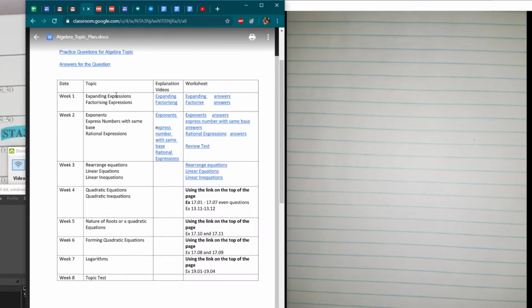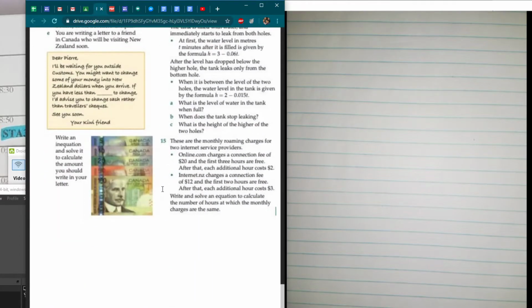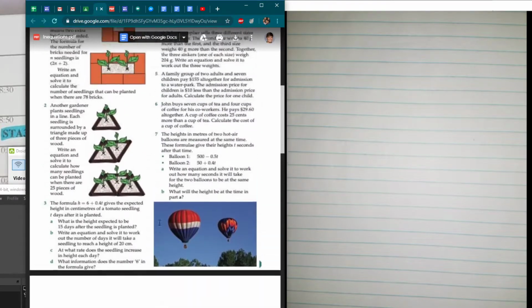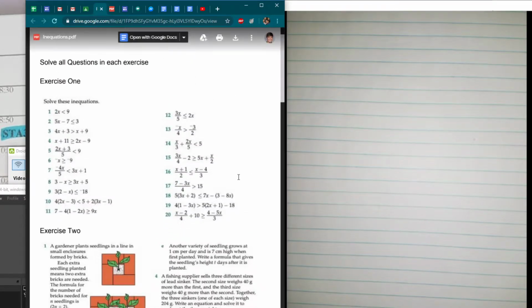Kia ora, guys. So for week 3, the final thing we're looking at is linear inequations. So we're going to go through these 2 exercises. I'm going to pick a couple of examples randomly from the second exercise. But for the first part, let's just look at the concept.